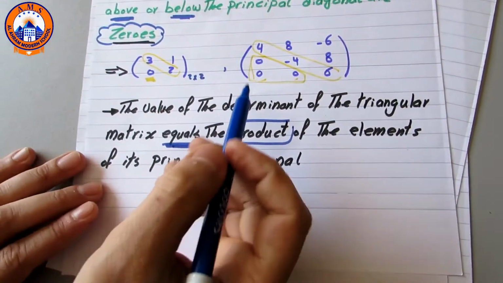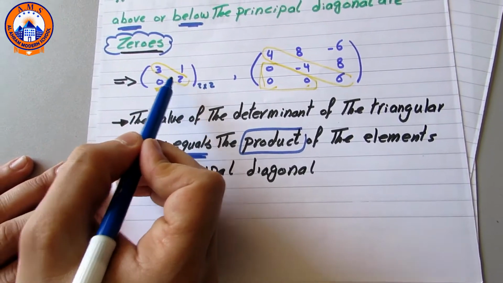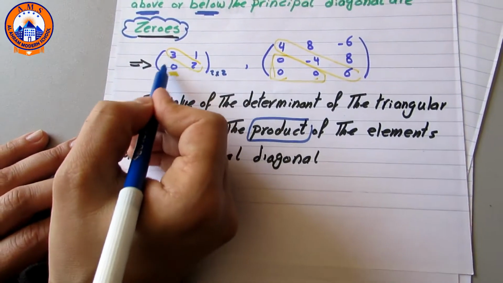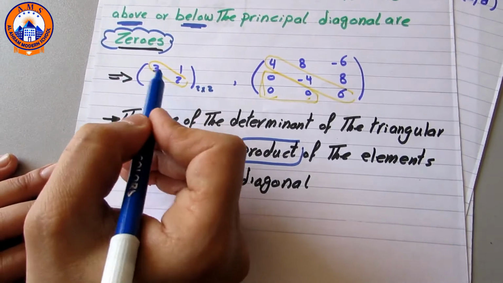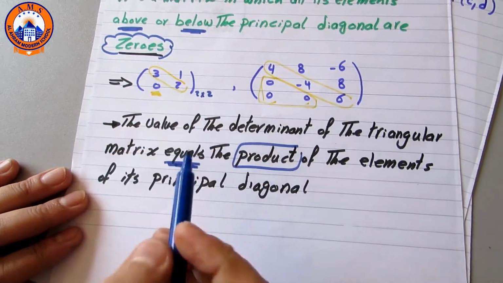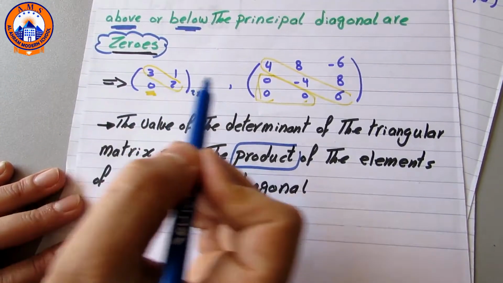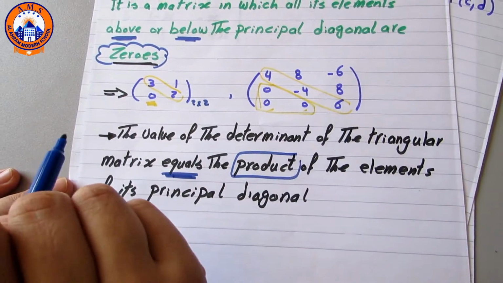Back again to the example. So for example, 3, 1, 0, 2. I said this is a triangular matrix. Why? Because the number below the main diagonal equals 0. So how to find the value of this matrix? Product of the main diagonal. So 3 multiply 2. How to find this? The product of the main diagonal. 4 multiply negative 4 multiply 6.